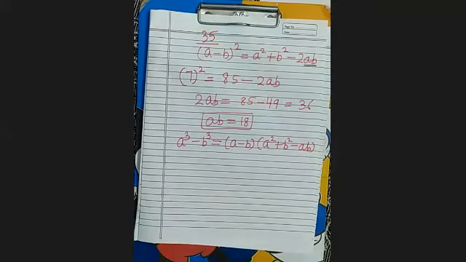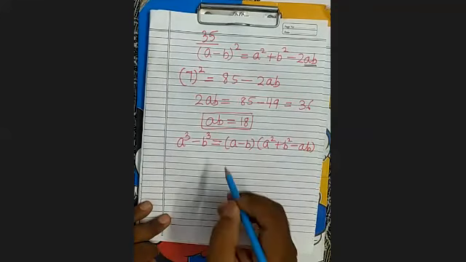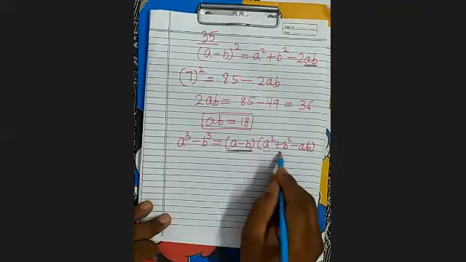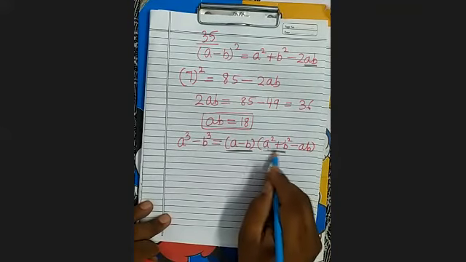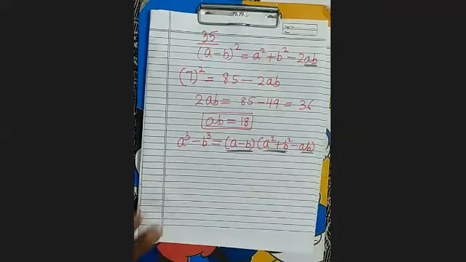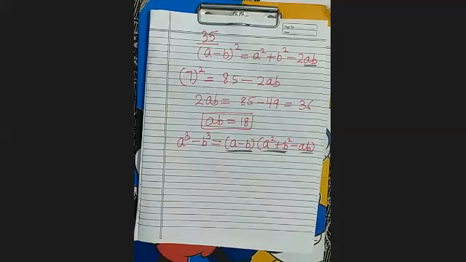Now everything is given, you can do it. What is A minus B? 7. What is A square plus B square? It is given, 85, in the book. And AB you have calculated. So now you can do it. Is that clear? Now all of you see here, next question.